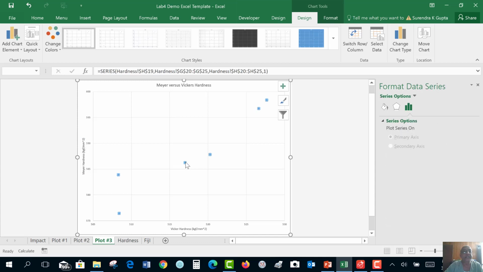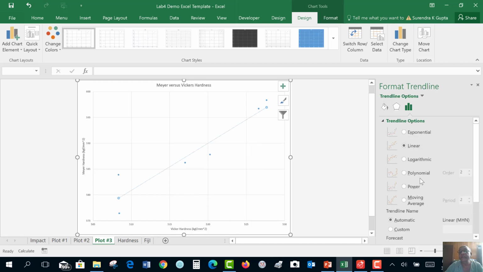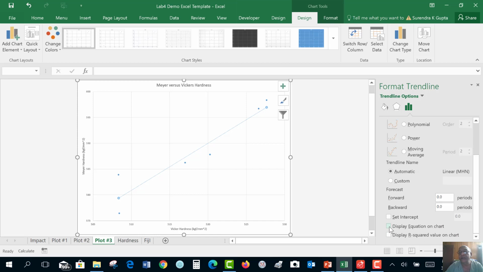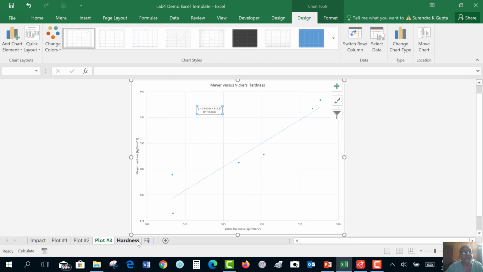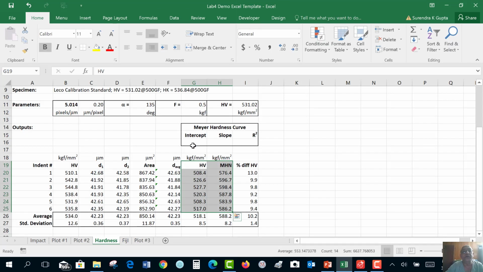Okay, let's see how good the trend is. We expect really a perfect straight line ideally, but let's add a trend line, linear. We do want equation, R square, and oops, let's move it here. So it's a pretty nice equation, R square about 0.88, slope of nearly 1. Okay, let's also move this over. Do we need anything else? No, that's pretty good.